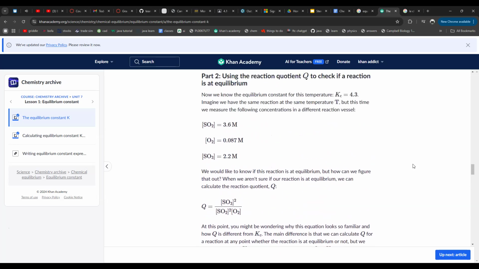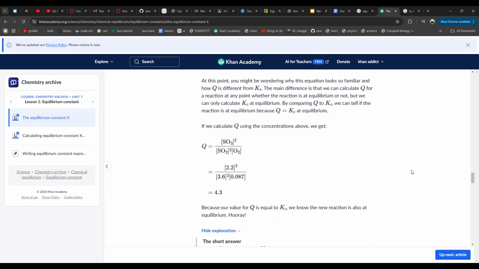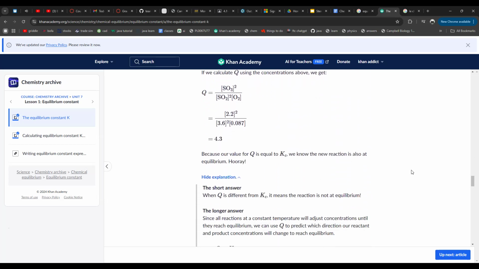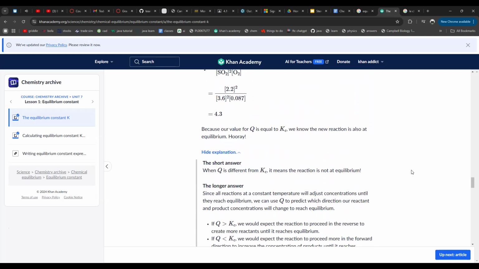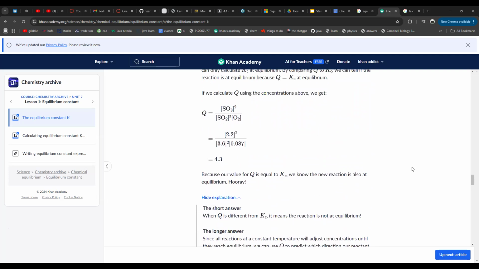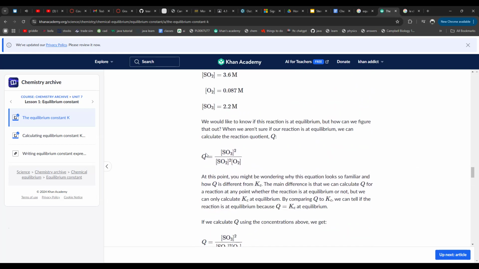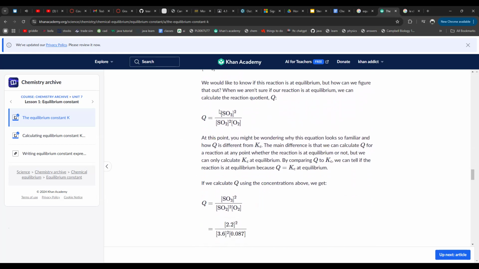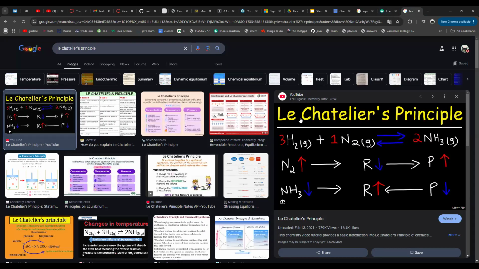Which side does it favor when the constant's less than 0? Wait, like less than 1? If it's less than 1, then that means that the left side of the reaction is favored, the reactants. Because if you have a very little amount of your products and a lot of your reactants, that just means that your reaction favors having reactants. So we can apply this with Le Chatelier's principle.